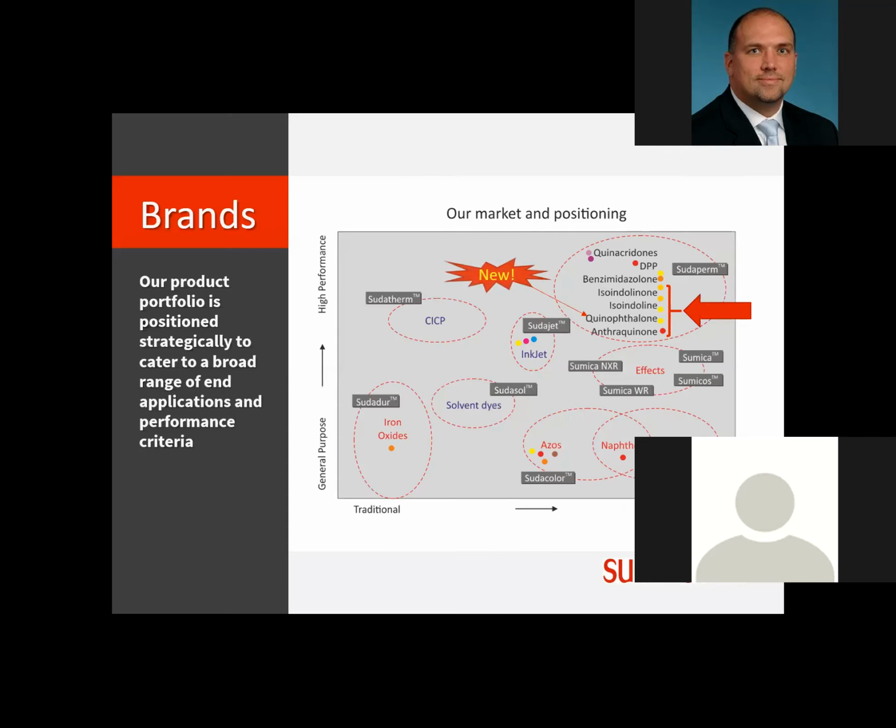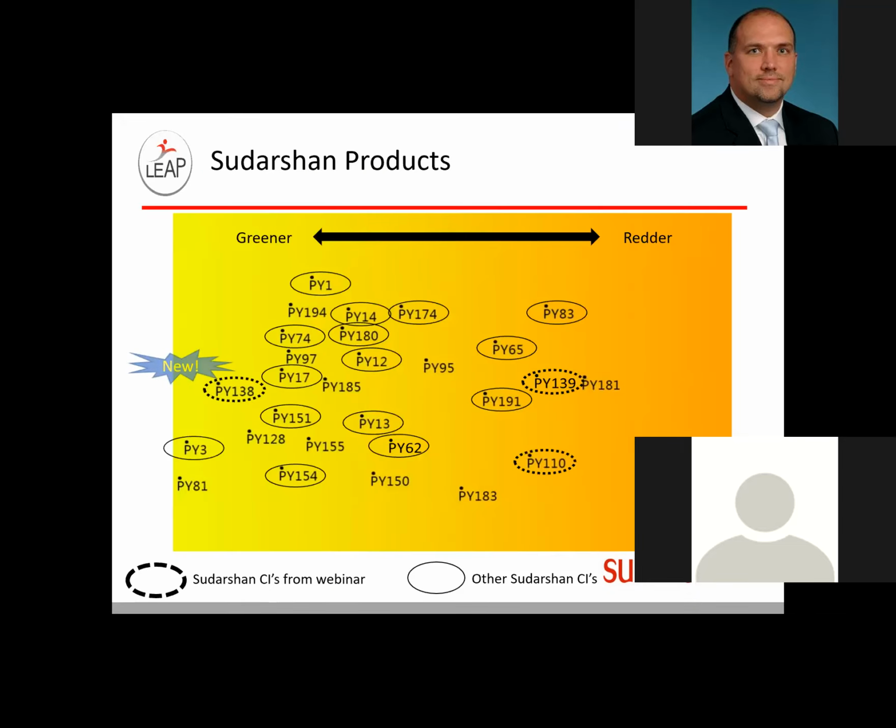Looking at our overall portfolio, the polycyclic high performance pigments fall into our Pseudoperm line of pigments, and you can see where they fit in with respect to their value in use as well as their performance aspects. And from a color position, I did mention this earlier, but I wanted to give you the opportunity to compare and contrast color positioning in the yellow space.